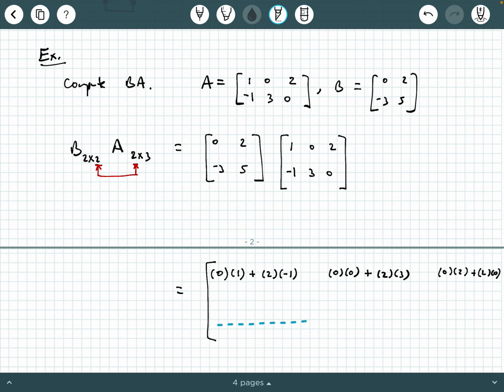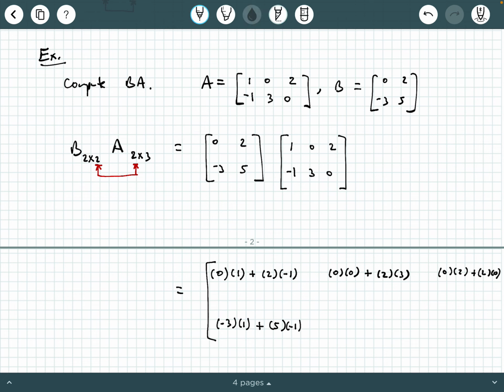We got to populate this bottom row here, okay? So how do we do that? Well, again, one at a time. I'm going to say now row 2 of the left matrix times column 1 of the right matrix. And of course, that's going to become my row 2, column 1 entry of my product. So that would be negative 3 times 1 plus 5 times negative 1.